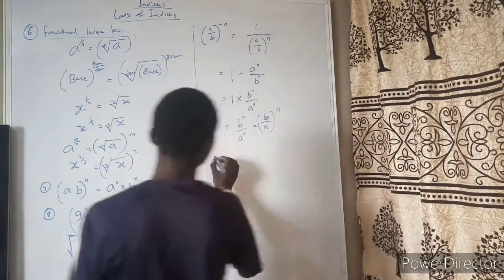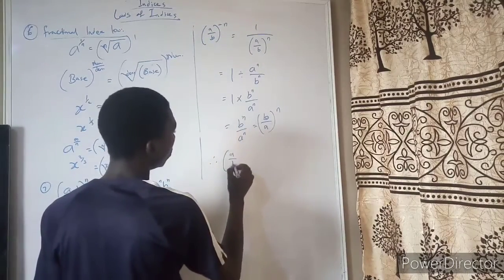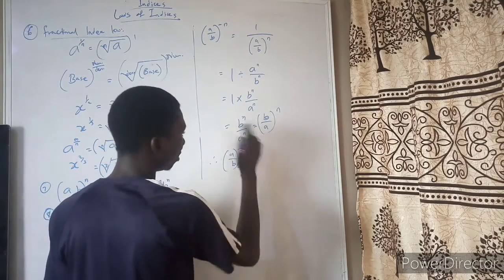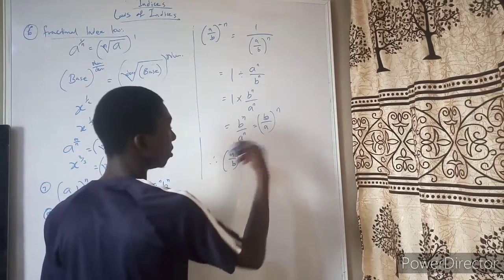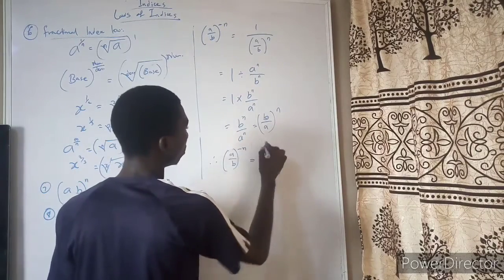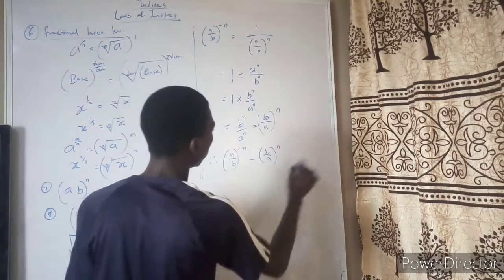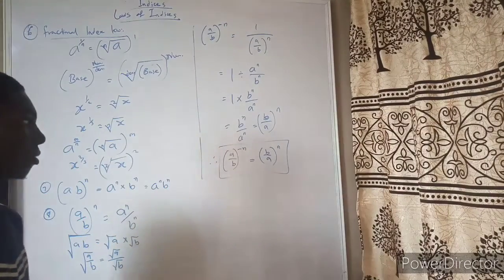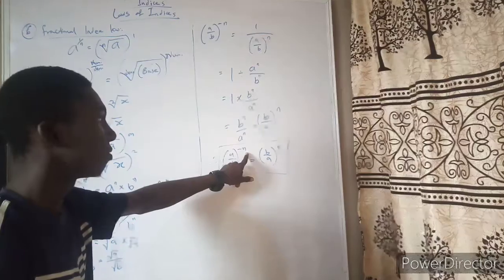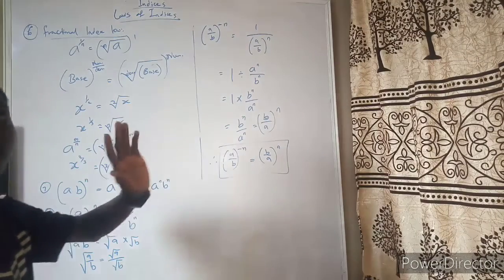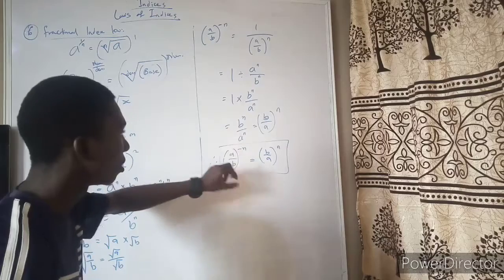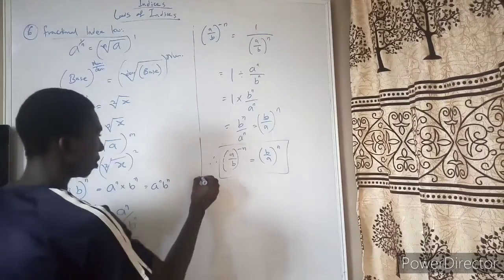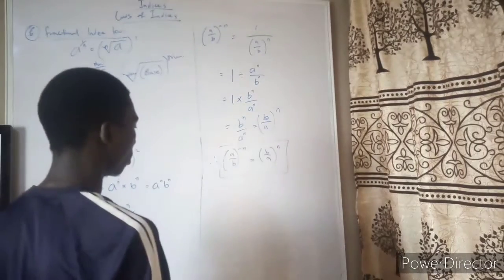So equals b raised by n over a raised by n, which is equal to b over a raised by n. So what I'm just saying in short is that whenever you have any fraction raised to a negative power, just invert this and raise it to the positive integer of the same power. So b over a, I inverted this and raised it by the positive of this. That's just it. So that's what this is simply explaining. Whenever you have a fraction raised to a negative power, what you do is extremely simple: you invert this, then raise to the positive of the same power. That's just what you do in that case.